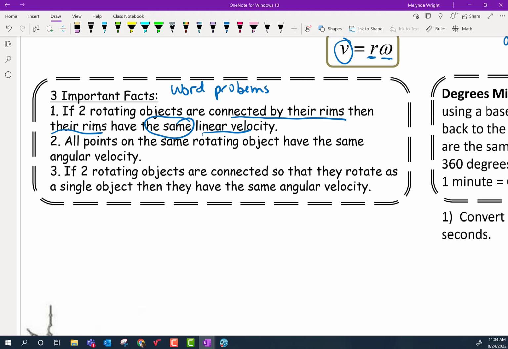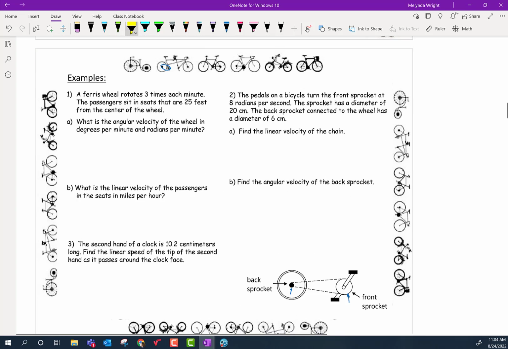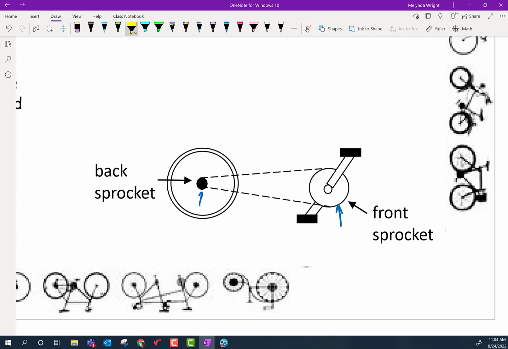So if 2 rotating objects are connected by their rims, they have the same linear velocity. This is significant. It's linear, okay? And I want you to think about angular velocity. Do you think they would have the same angular velocity if they're different sizes? In that example, the one on the wheel was really small. Do you think those 2 circles have the same angular velocity? No, because if that little one turns only as many times as the front one, aren't we going to have a problem?